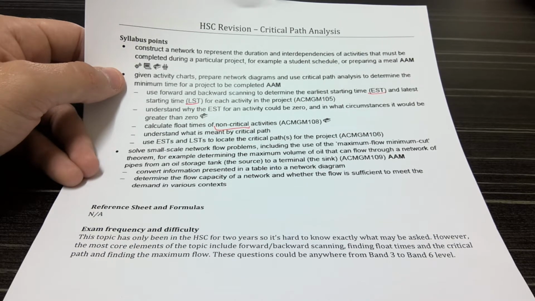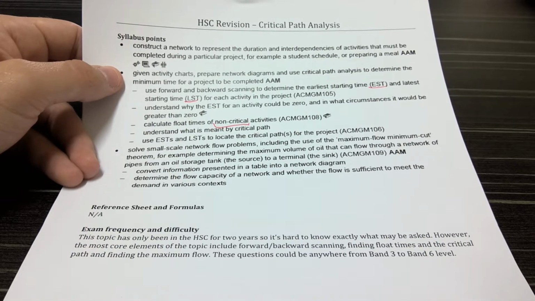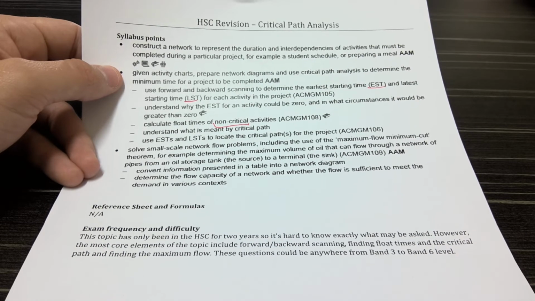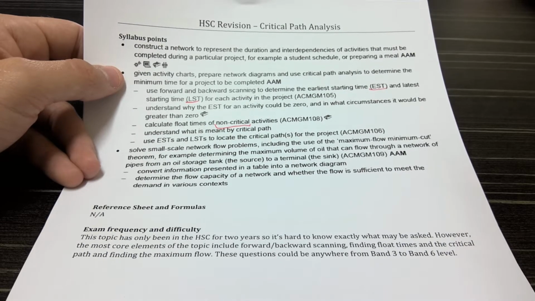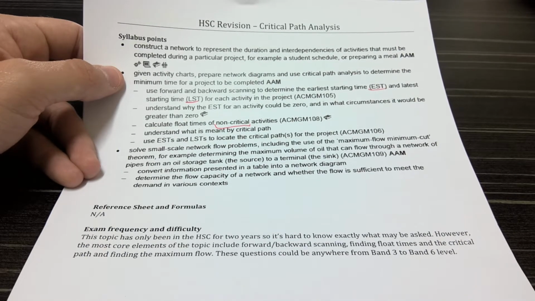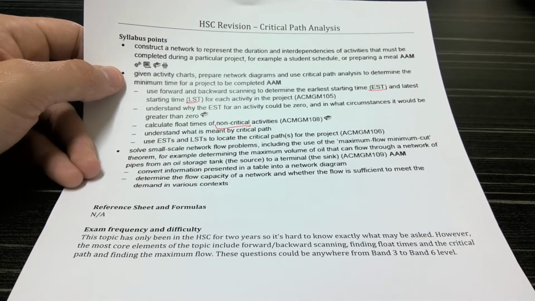So understand what is meant by a critical path. Once we've created our network, there's going to be some kind of path where the float times of each of those activities are going to be 0. Therefore, they're all critical activities. So there's going to be one path, or at least one path, going from the start to the finish where all the float times of those activities are 0. And use, so locating the critical paths.